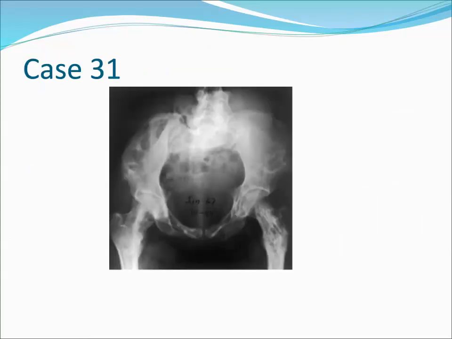Case number 31, fibrous dysplasia. The entire pelvis and proximal femurs are diffusely involved with polyostotic fibrous dysplasia. The pelvis is severely deformed with predominantly lytic lesions. The proximal femurs are involved with both lytic and sclerotic lesions.